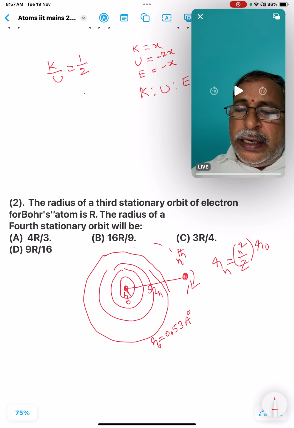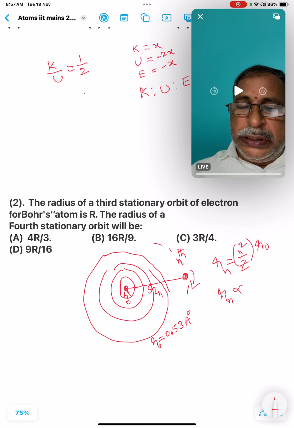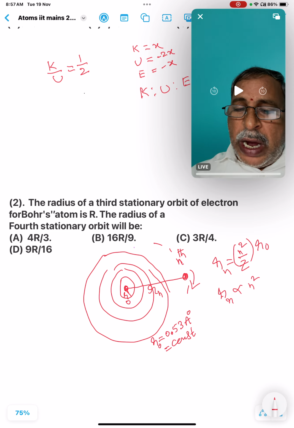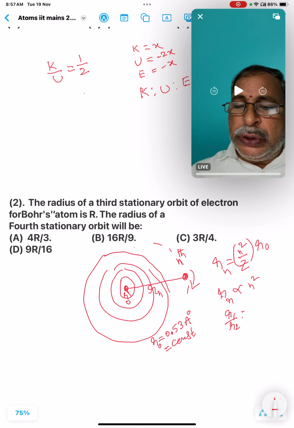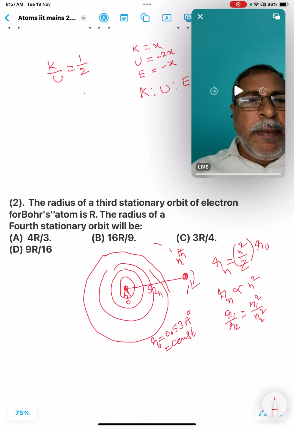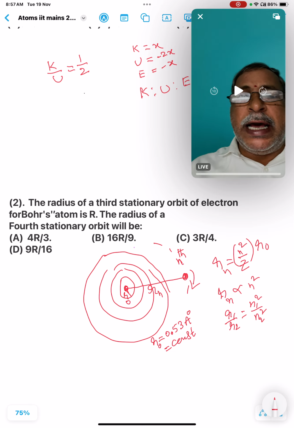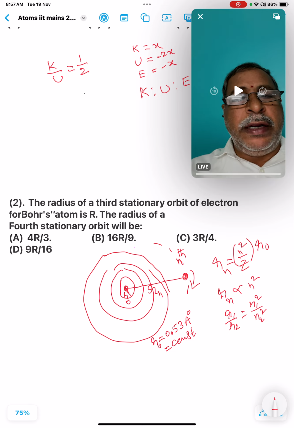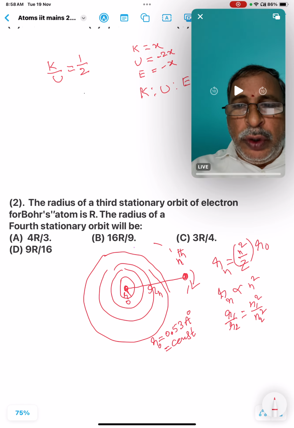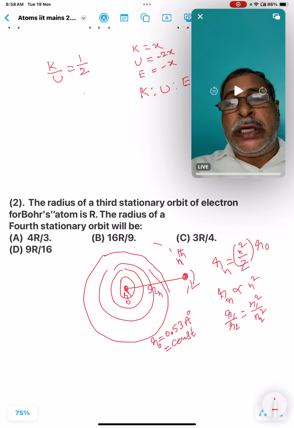Now here R naught is constant. Therefore, Rn is proportional to n square. So R1 by R2 equals N1 square by N2 square. Recognize this formula for this question. These are fundamental, basic and conceptual questions they are asking in the January 2024 phase 1 entrance exam. You should know all these concepts, fundamentals and basics. Then only can you solve the problems in physics.